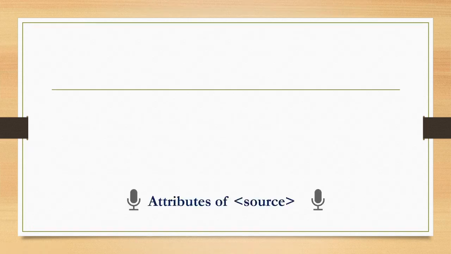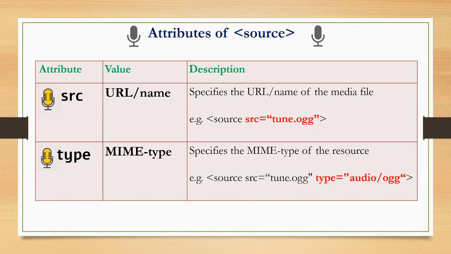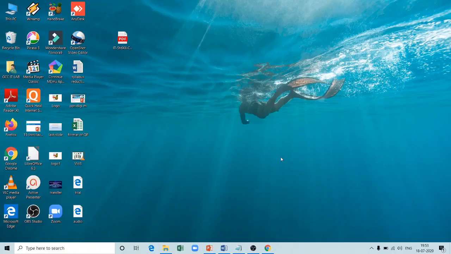We will see some attributes of the source tag. There are two important attributes. One is src and another is type. The src attribute works like the source file. We are going to define the file name over here as a value. The type attribute can be used to give which type of file it is. Here the file is an audio type file. So here type is equal to audio/ogg, that is the extension of this tune audio track.